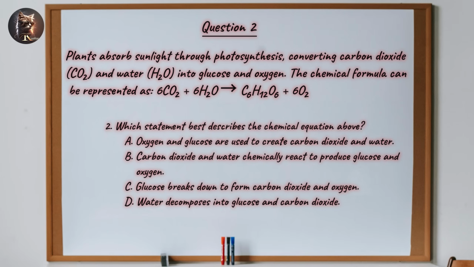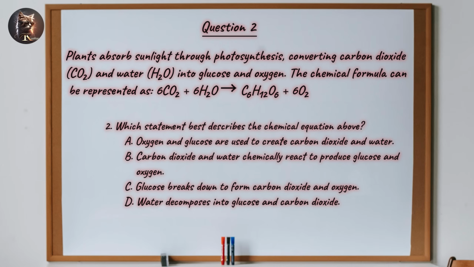Let's analyze each choice one by one. Choice A says oxygen and glucose create carbon dioxide and water. But look at the equation carefully. Oxygen and glucose are on the right side, meaning they're the end result, not the starting ingredients. So choice A doesn't match what's happening here. Choice B says carbon dioxide and water chemically react to produce glucose and oxygen. Check the equation again. Carbon dioxide and water are indeed the starting materials on the left side of the arrow, and they produce glucose and oxygen on the right side.